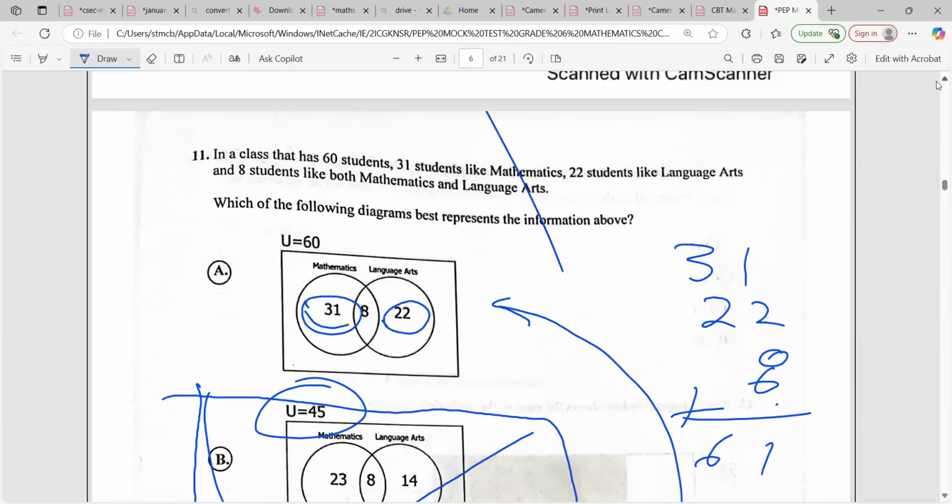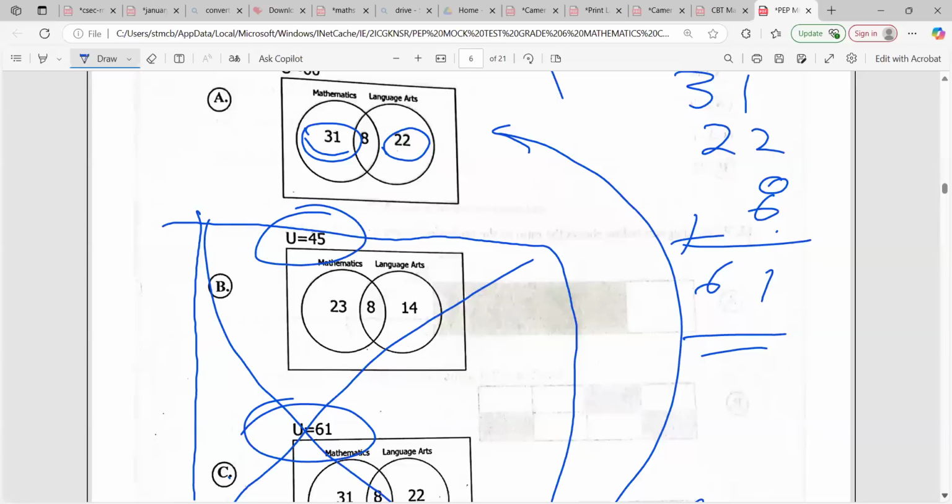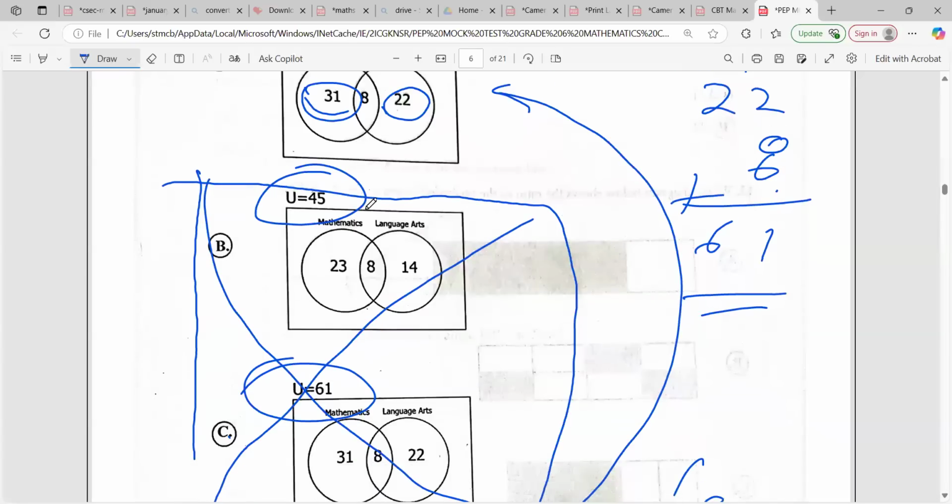Yeah, sir. This one too. I also have an issue. Alright, go ahead. No, they say which one best. Sir, could you explain what the word best means? Sir, go ahead.